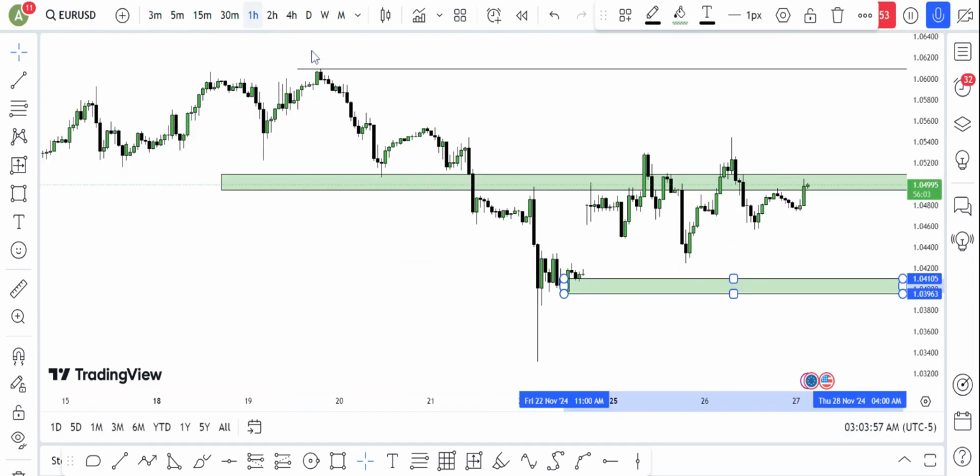Let's go to 1 hour. So this was the daily fair value gap, mitigating with the hourly fair value gap, which was already filled. But price actually went up to there, made this fair value an inverse fair value gap, and something magical happens around this area.